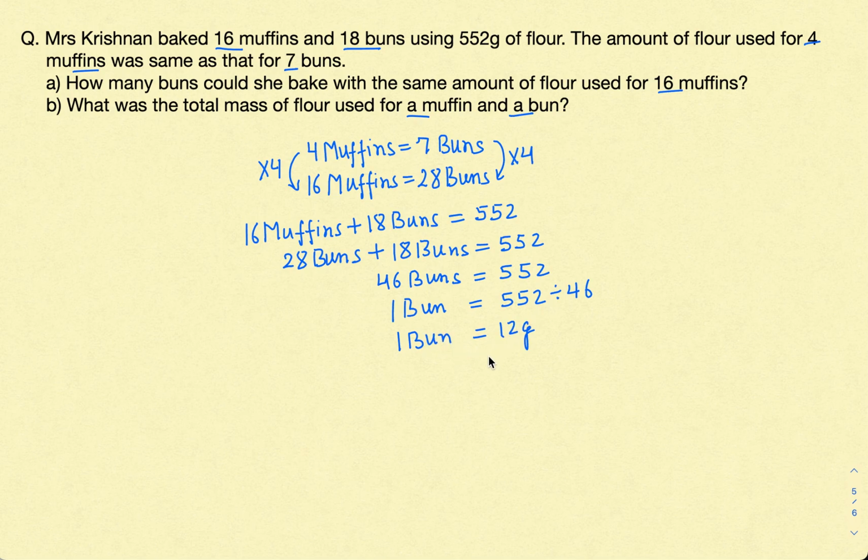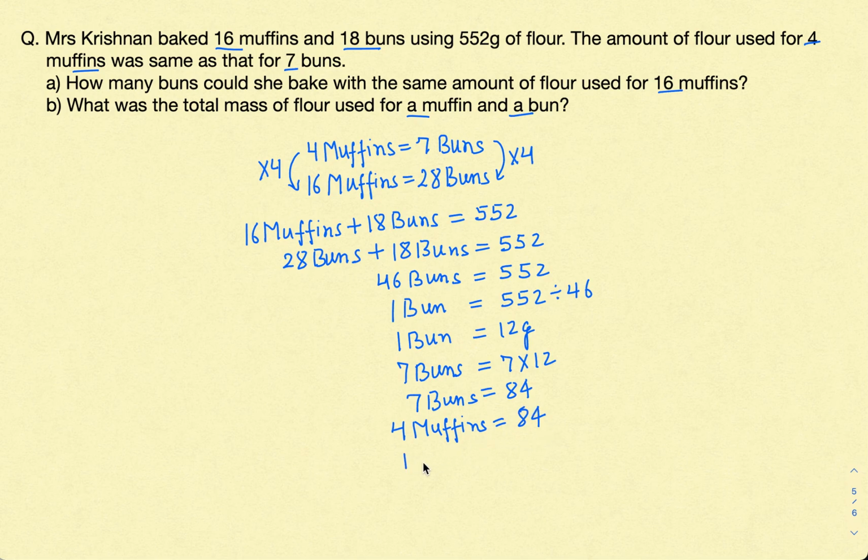Okay, now since we have found how much is required to make one bun, our next job is to find how much flour is required to make one muffin. And for that we can use this. We know that the mass of flour required to make 4 muffins is same as that of 7 buns, and we already know how much is required for one bun, so just multiply, so we can easily find how much will be required for 7 buns. So it will be 7 times 12, that will give us 84. So that means 7 buns require 84 grams. That also means that the 4 muffins also require 84 grams. Why? Because from here the mass of flour required to make 4 muffins is same as 7 buns, and since 7 buns is 84, 4 muffins should also be 84.